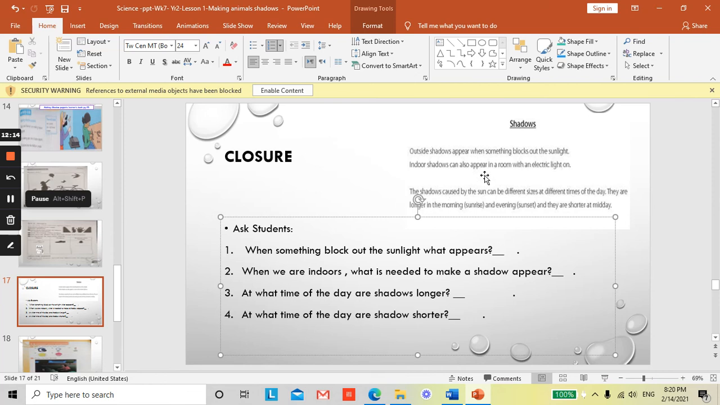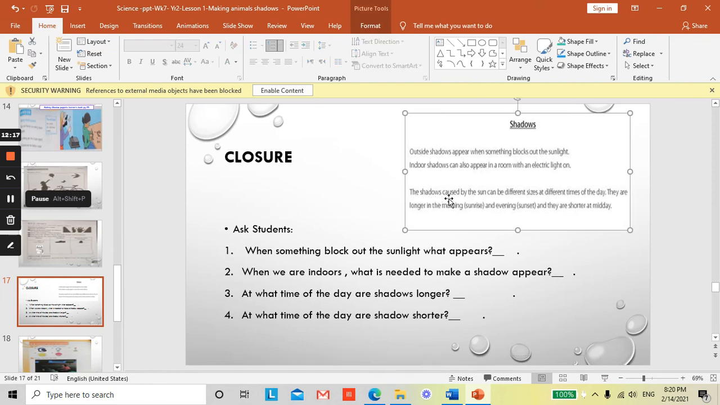The shadow caused by the sun can be different sizes at different times of the day. They are longer in the morning, that is sunrise, and evening, sunset, and they are shorter at midday.